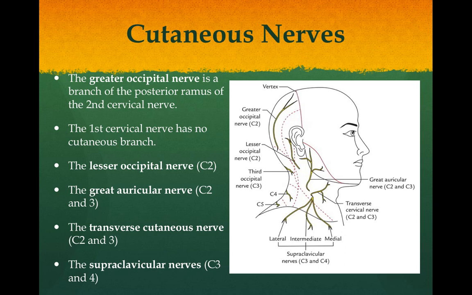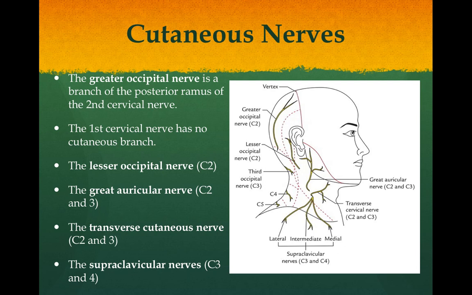So the spinal nerves will be classified into groups, and the first group is the cervical nerves. We have 8 cervical nerves, and the first one of them has no cutaneous branches. So this nerve will provide no sensation for any area of the neck. The lesser occipital nerve is a branch of the second cervical nerve.